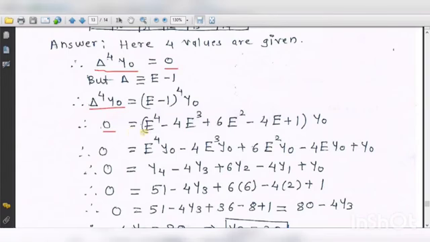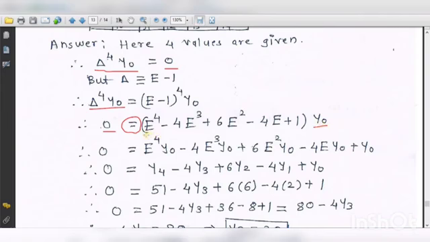So 0 equals, now here as we are applying it on the function, we will write sign. Then it is equal to, as this expansion, E raised to 4 minus 4E cube plus 6E square minus 4E plus 1. And this whole operator is the operator which is operated on y0. So now we will split this, open this bracket, and consider the separate terms.